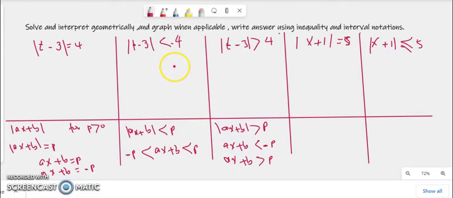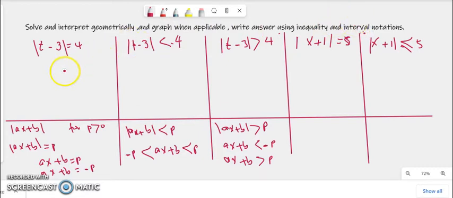Okay, we're still working on equations and inequalities problems, and today we have a different kind of problem. It's solve and interpret geometrically and graph when applicable. Write the answer using inequality and interval notation.